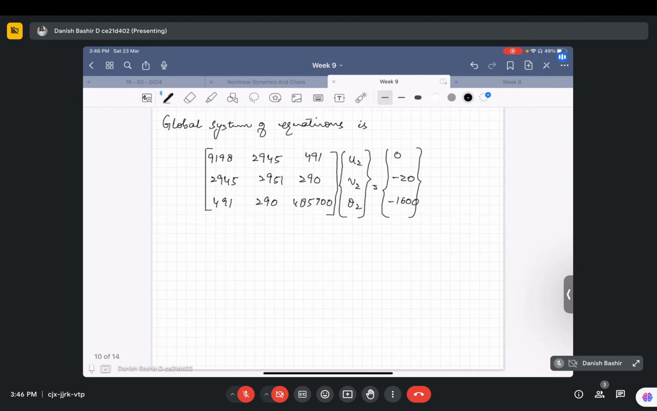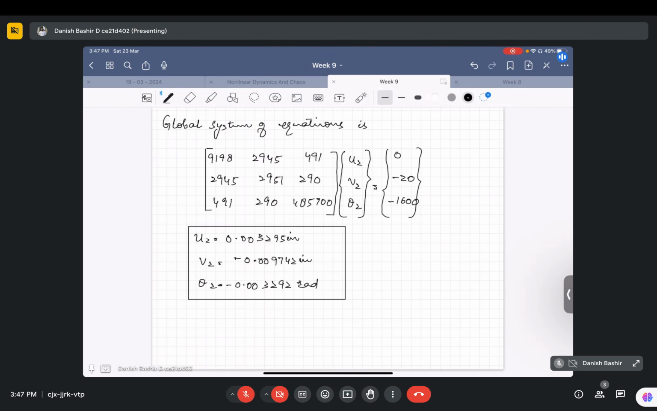So we have three equations and three unknowns. We will get the displacements: u2 comes out to be 0.003295 inch. V2 comes out to be minus 0.009742 inch, and theta 2 comes out to be minus 0.003292 radians. This is the solution of this plane frame element.